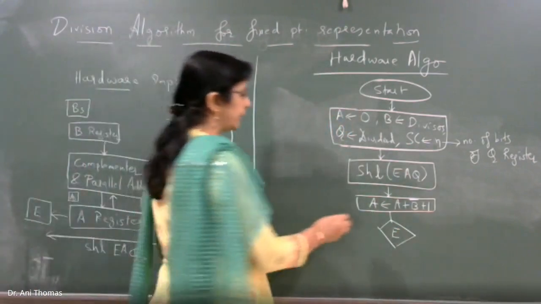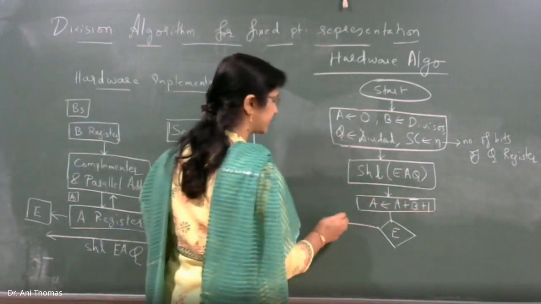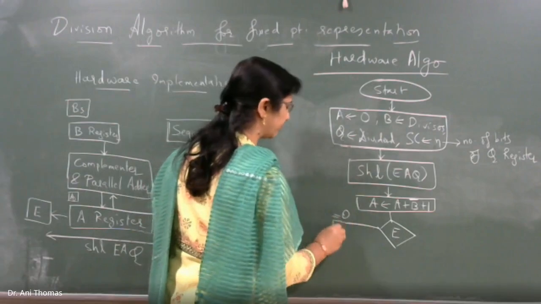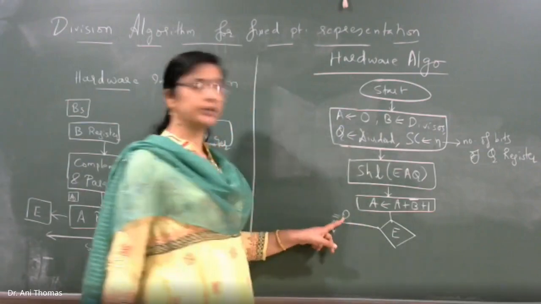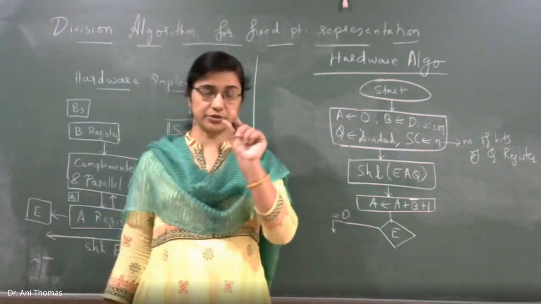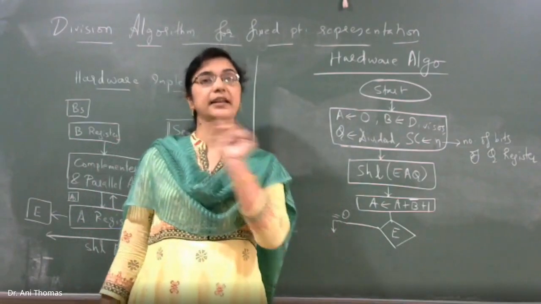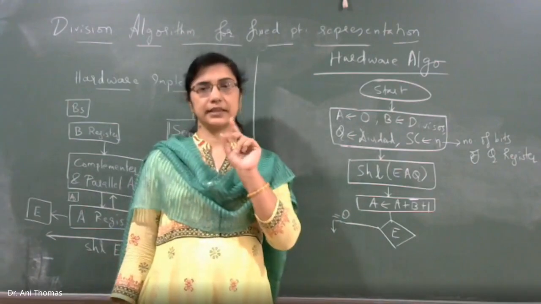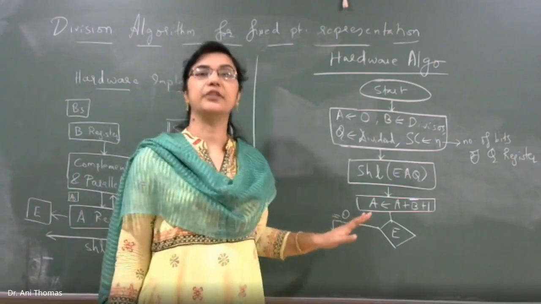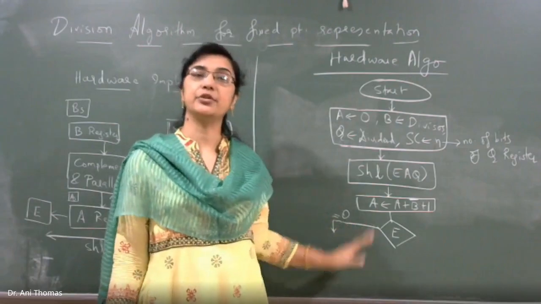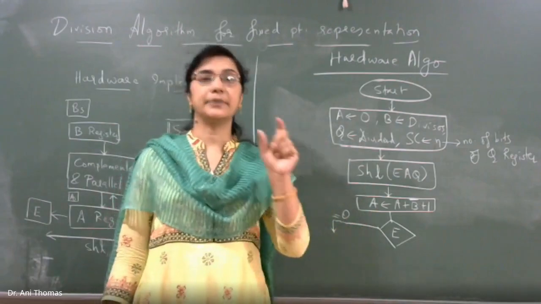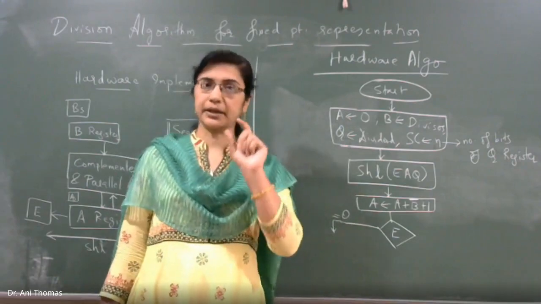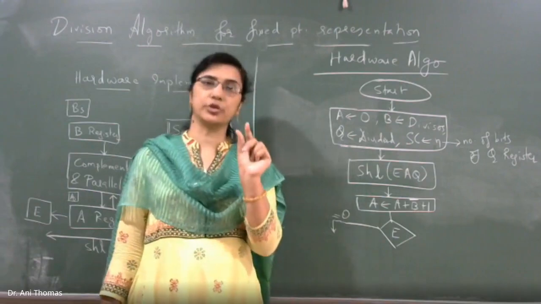Now if E is equal to 0, what does it mean? It means the digit for which you were checking is lesser than the divisor. If it is less, then what do we have to do? We don't have to subtract. What do we do? We leave that particular bit.